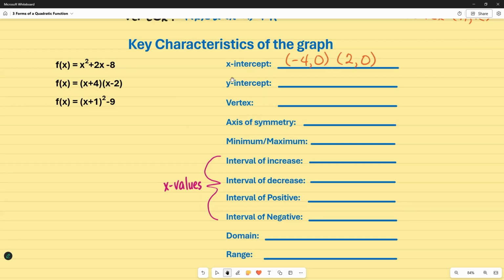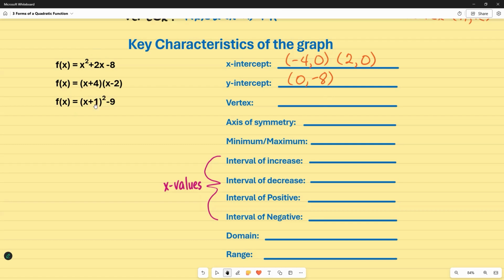Now, if we want to find the y-intercept, we know that the x has to be 0. So we're going to go to our standard form. Every time I see an x, I'm going to replace that with a 0. Well, when I do that, that's going to disappear. What does this f of x mean? It means y. So it's saying y is negative 8. However, it's an intercept, so we want it to be written as a point or a coordinate. And then for vertex form, we're going to take our h and our k and put it as a coordinate.